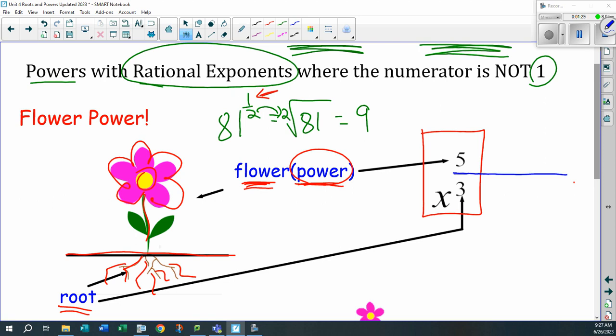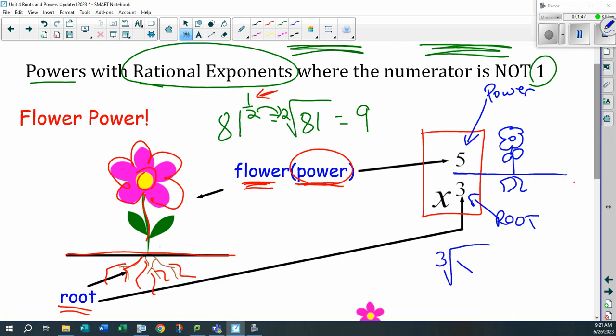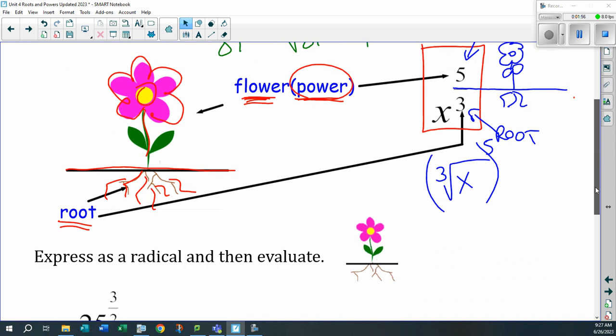There is your ground. What grows on top? The flower. What grows underneath? The root. So guess what? This is the power. That's the root. You're kidding. No, I'm not. So this would be, think about it, the same as saying the third root of x to the power of 5. Holy smokes, it's that easy? Yup, it's that easy.